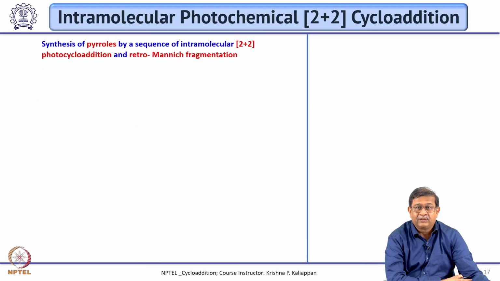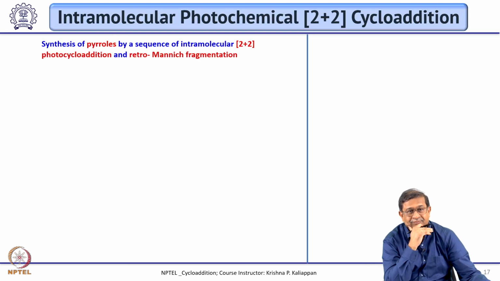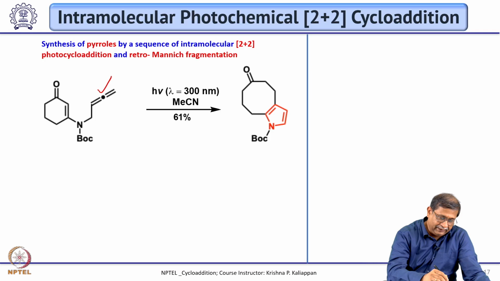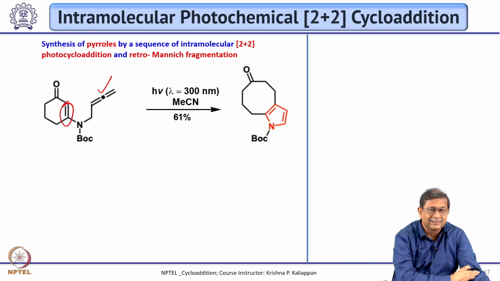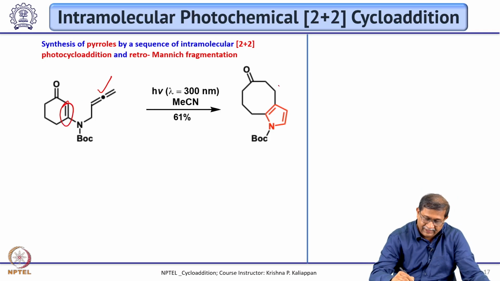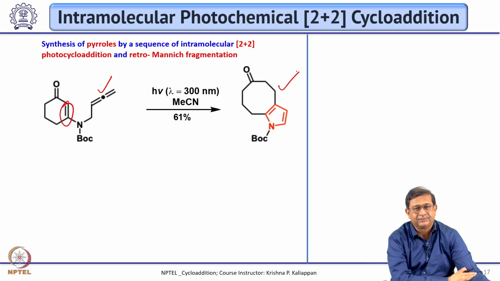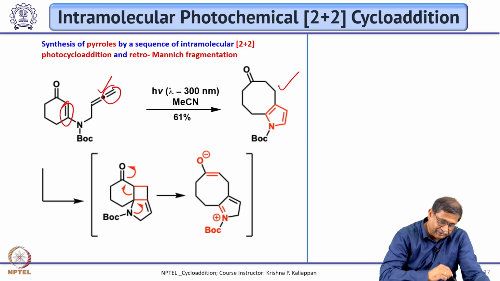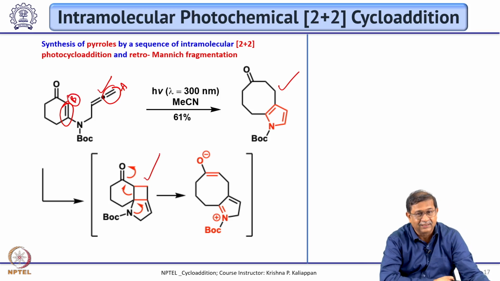Well, this intramolecular photochemical 2+2 cycloaddition with an allene can be successfully used in the synthesis of substituted pyrroles. So, starting with this allene having a 6-membered double bond gives directly this substituted pyrroles. How? First, it goes via an intramolecular 2+2 cycloaddition. This double bond of alkene A undergoes 2+2 cycloaddition with B to give this dicyclic compound.